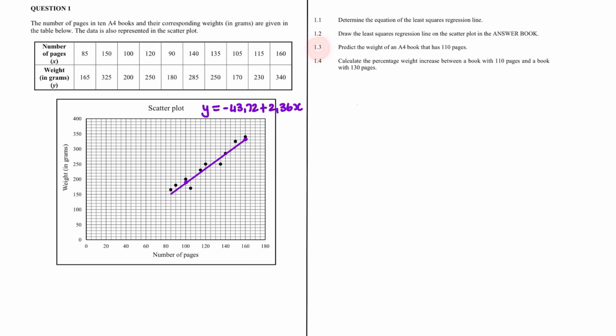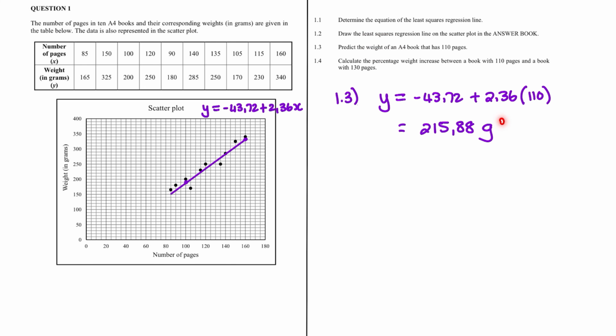1.3. Predict the weight of an A4 book that has 110 pages. So to predict the weight, I can use my equation, which I've worked out in a previous question, and I'll substitute x with 110. And that leads me to 215.88 grams. So remember the question says predict the weight. So here is my predicted weight.